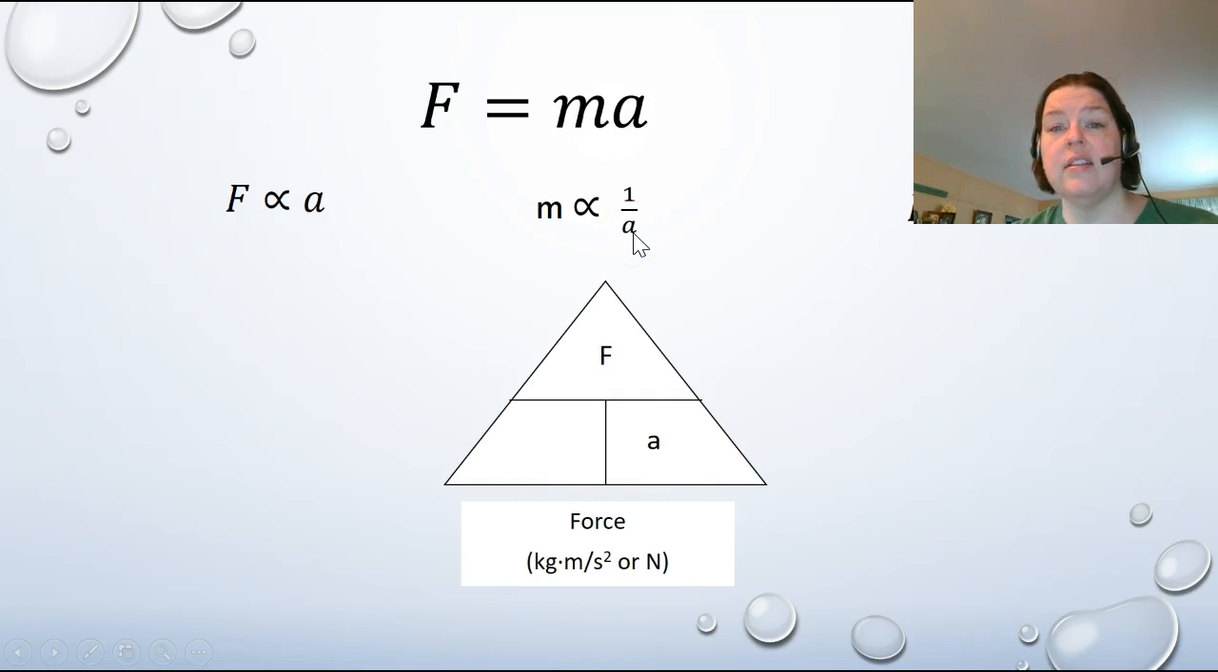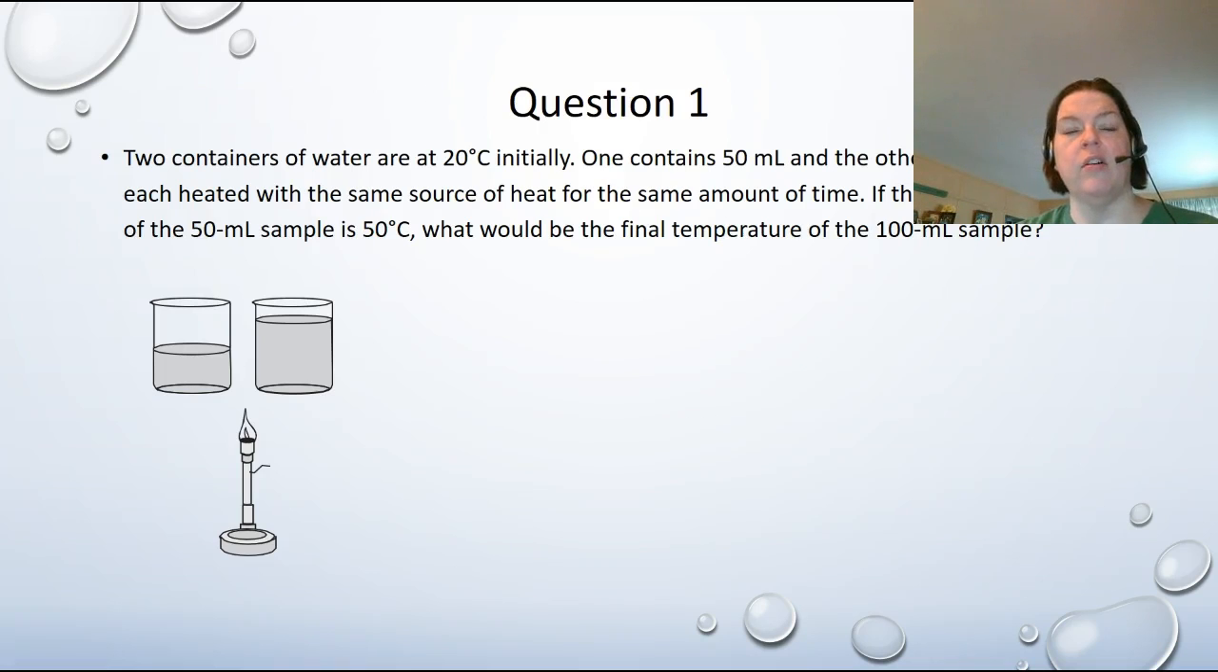So we can actually see the differences in what we have. We can also show that acceleration has the same relationship to mass: acceleration would be proportional to 1 over mass. And so you can see how this equation was put together. We're going to try to use the same thing to develop a relationship between mass, temperature, and heat. So the first question that we have here is: two containers of water are at 20 degrees initially.